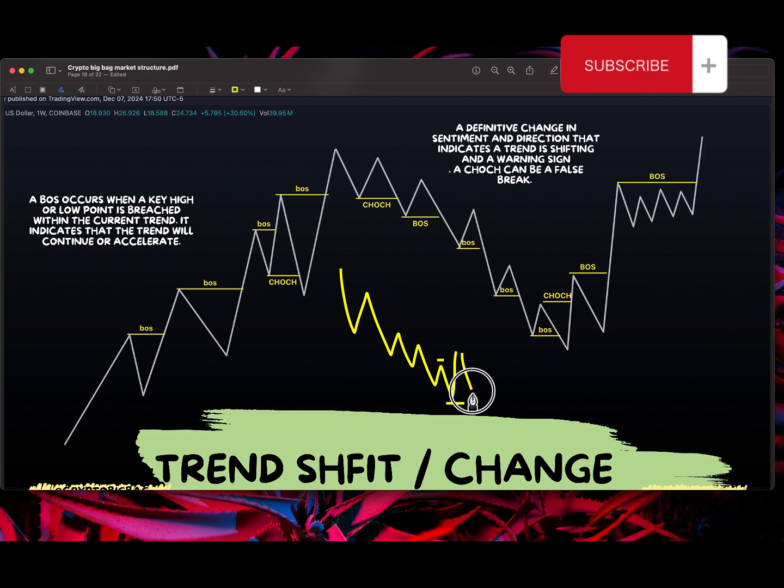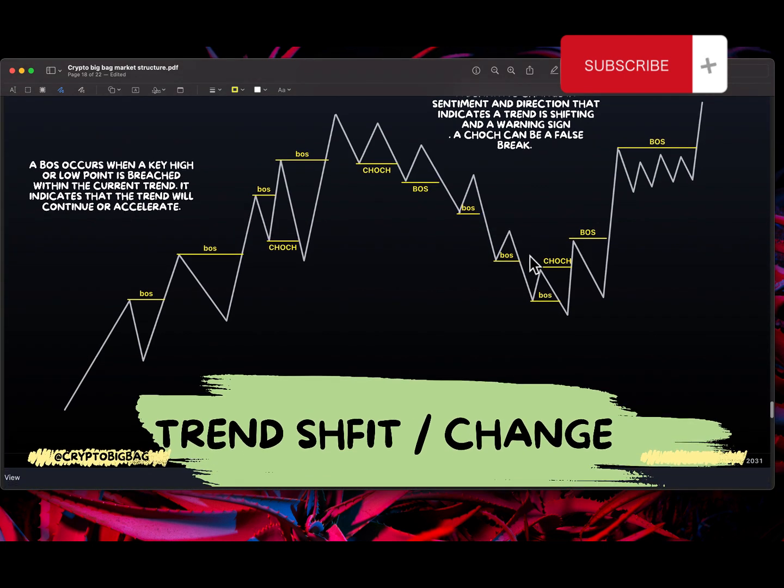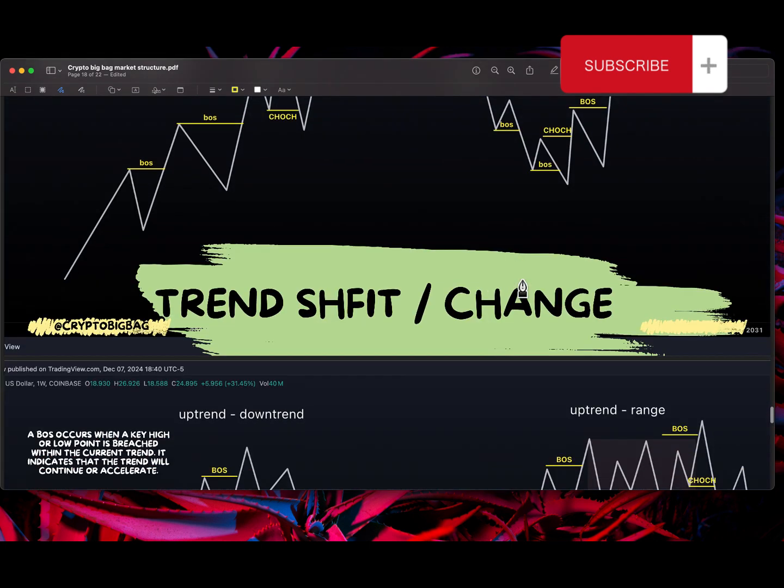Pull back, fail to go lower, then move back up. We now have a break of structure. Just like the name, break of structure. It's now breaking the structure, shifting the trend. Then you can use that to identify when the trend is about to shift.